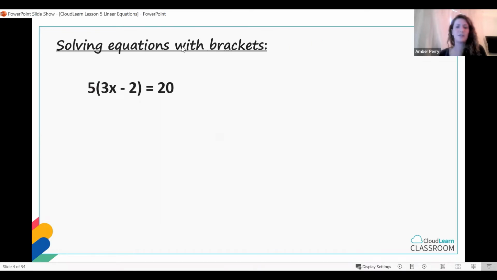Okay, so having a look at this question here then. I can see here that I've got 5 multiplied by this bracket, 3x minus 2. So if I choose to actually divide both sides by 5, 20 divided by 5 is 4, so that's a really nice, simple way of getting rid of this 5 here. So 20 divided by 5 is 4. And then we've got 3x minus 2 there.